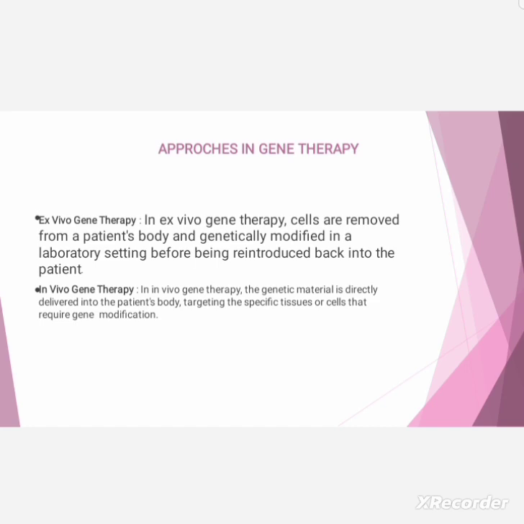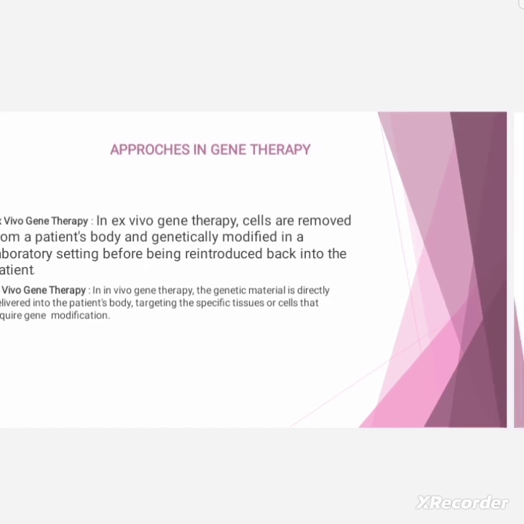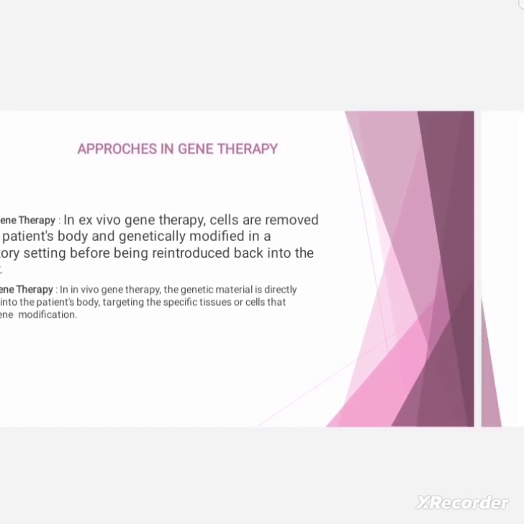Now, approach in gene therapy. The approaches in gene therapy are of two types: ex vivo gene therapy and in vivo gene therapy. In ex vivo gene therapy, cells are removed from a patient's body and genetically modified in a laboratory setting before being reintroduced back into the patient. While in in vivo gene therapy, the genetic material is directly delivered into the patient's body, targeting the specific tissues or cells that require gene modification.